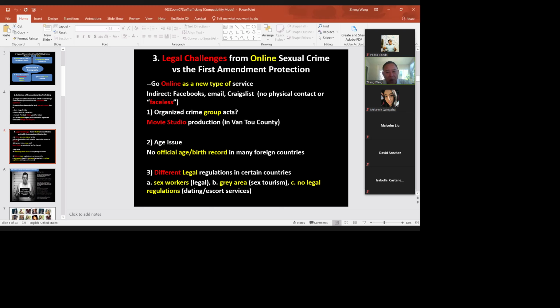Then there is the Organized Crime Groups Act. Like a movie industry, a movie studio, a production company in Ventura County. Anybody knows what happened in Ventura County? There are 5 or 6 private companies. Their job is just making either adult or child pornography movies there. That's one of the local revenues. Okay, so that is one organized crime.